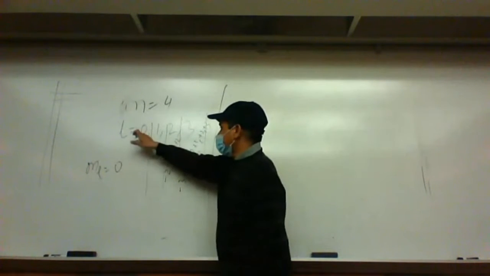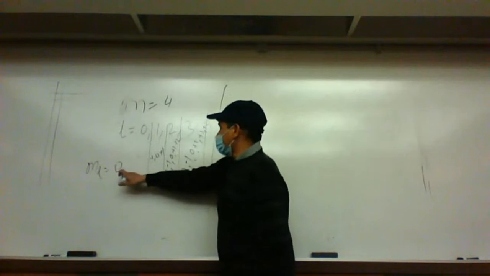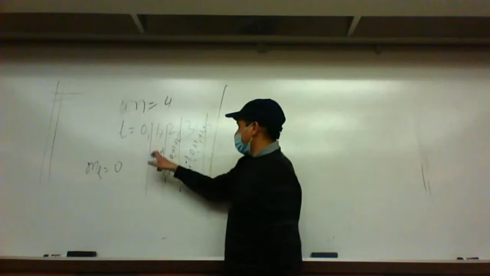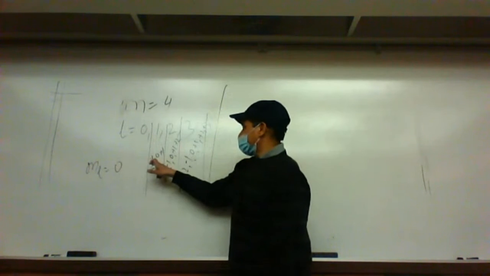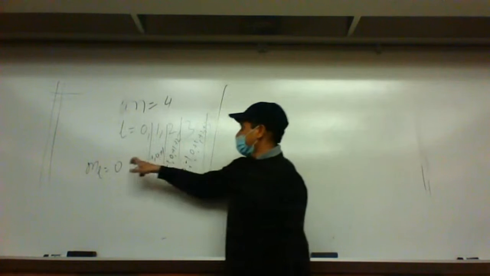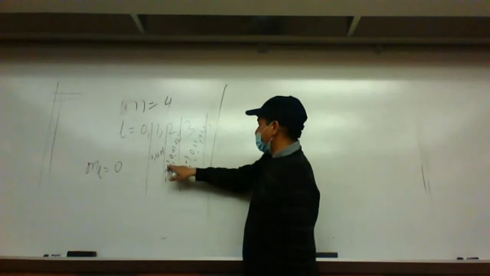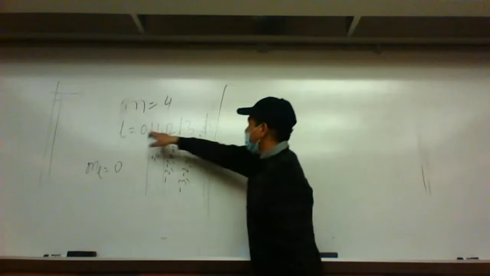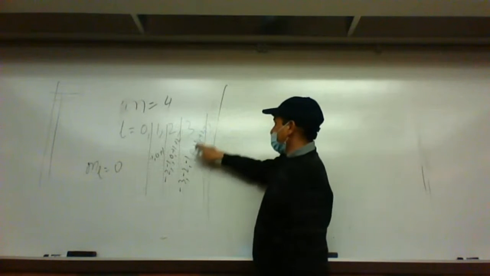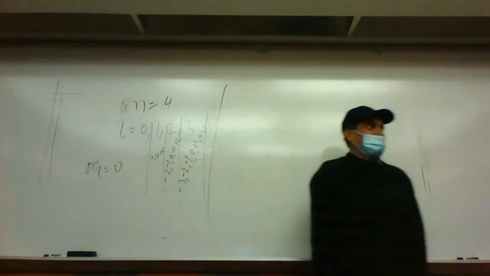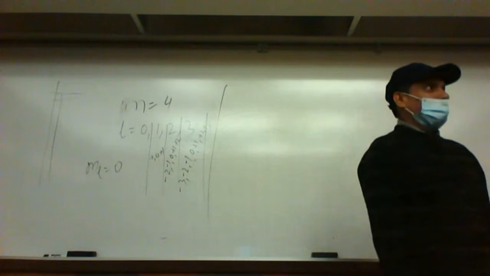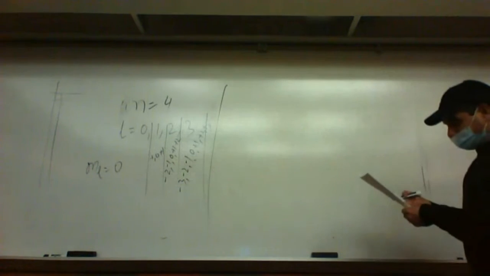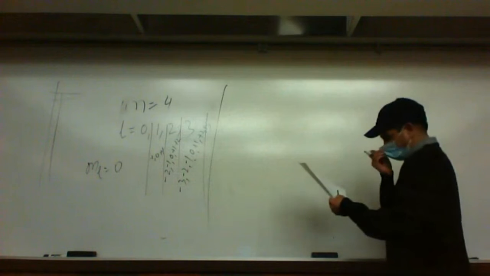So if L is equal to 0, we have ML equals 0. If L equals 1, ML is equal to minus 1, 0, and plus 1. If L equals 2, we have minus 2, minus 1, 0, plus 1, plus 2. If L is equal to 3 here, minus 3 to plus 3. So they are the magnetic quantum number. We write it that way. Good. Now, what is the question here?